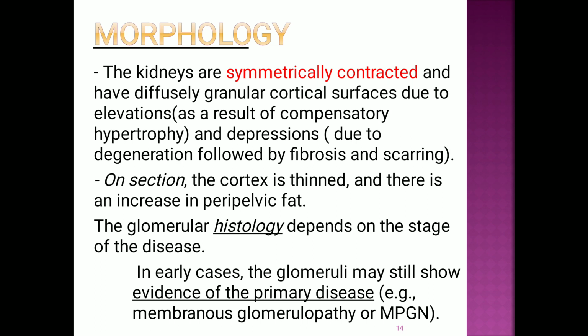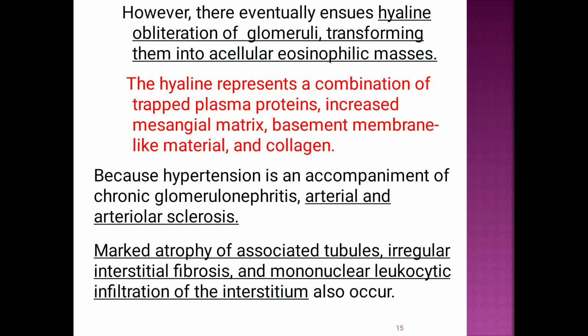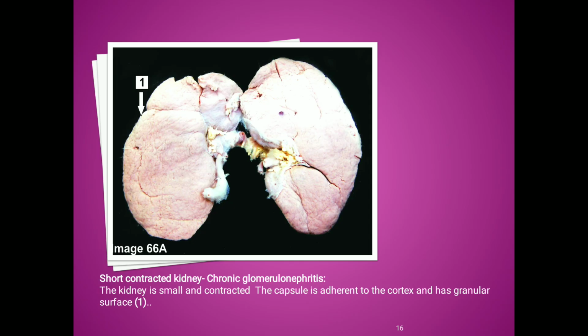Glomerular histology depends on the stage of disease. In early cases, the glomeruli may still show evidence of primary disease, for example membranous glomerulonephritis or MPGN. However, there eventually ensues hyaline obliteration of glomeruli, transforming them into acellular eosinophilic masses. Hyaline represents a combination of trapped plasma proteins, increased mesangial matrix, basement membrane-like material, and collagen. Because hypertension is an accompaniment of chronic glomerulonephritis, arterial and arteriolar sclerosis occur. Marked atrophy of associated tubules, irregular interstitial fibrosis, and mononuclear leukocytic infiltration of interstitium also occur.